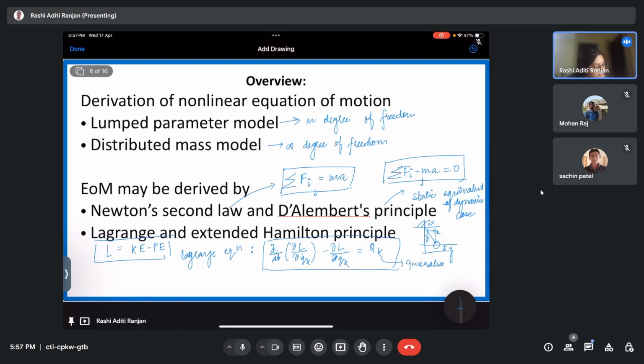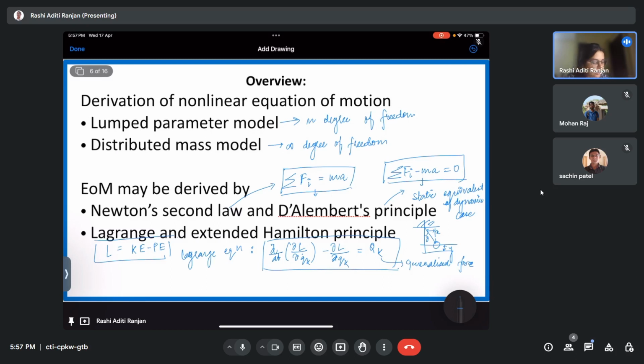Now you would ask me, what is generalized force? For example, if I have a spring mass system and the mass is being applied by a forcing of sinusoidal nature, then Qk will be equal to F sine omega t. Simple. Any external force acting on the system in the direction of the generalized coordinate is going to be my generalized force. Simple.